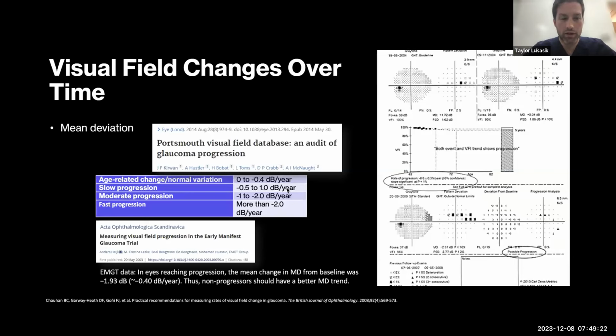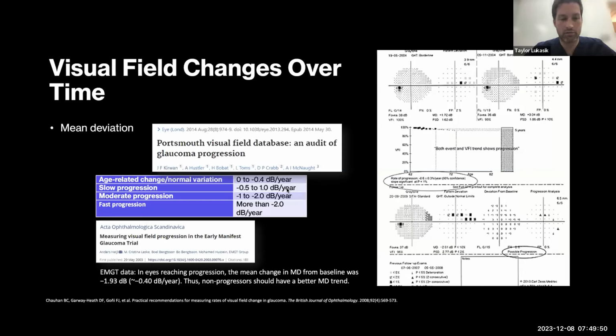So, visual field changes over time. There is a normal average age-related change of negative 0.4 decibels a year. Slow progression in glaucoma is around negative 0.5 to 1 decibel a year. Moderate progression is around negative 1 to negative 2 decibels a year, and fast progression can be considered more than 2 decibels a year.